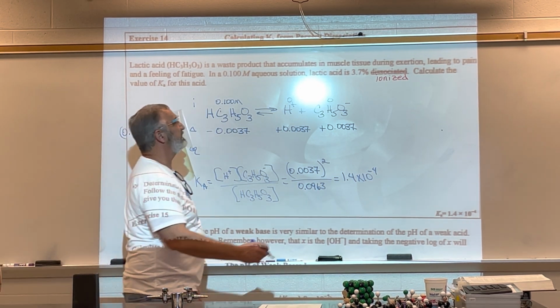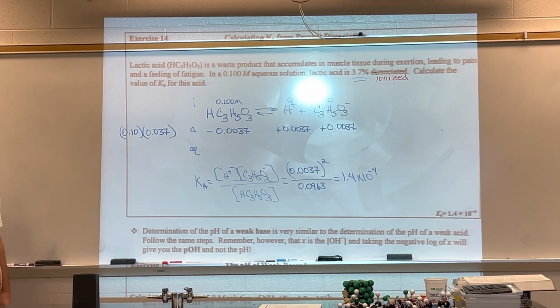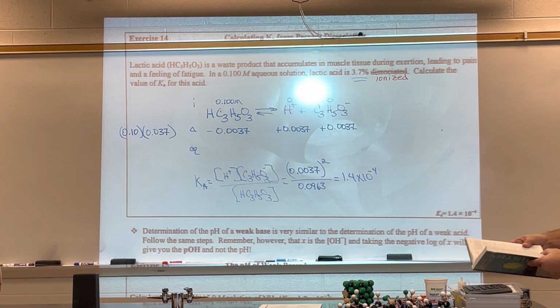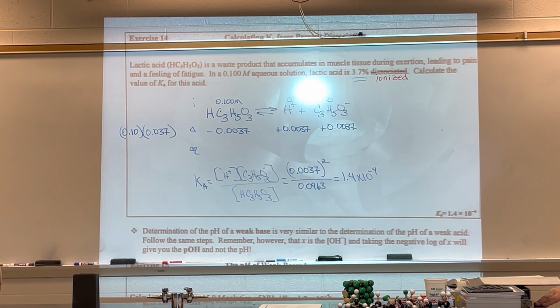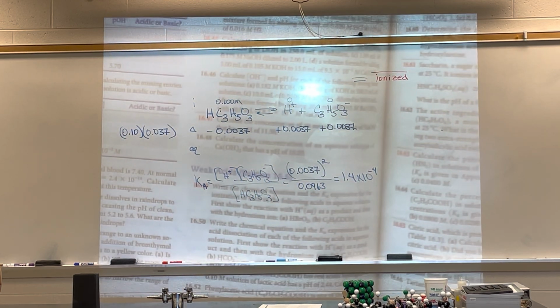And this is my sig fig limiter right there. Bases, when I do want to find the same type of problems with a base. Well, before we even go there, I think we already did this type of problem. I think we did this exact problem. Okay? We can find Ka if we're given the pH, right? How do we do that?